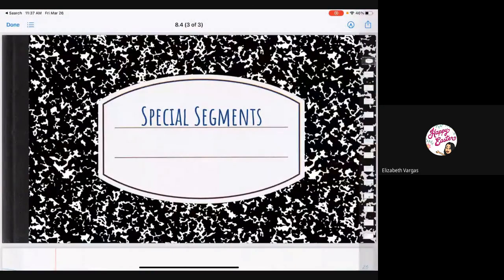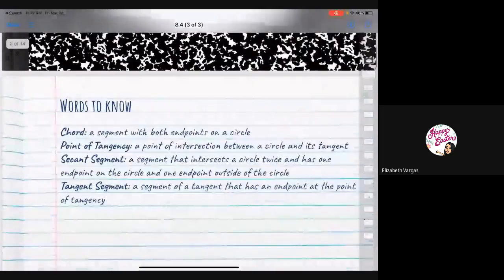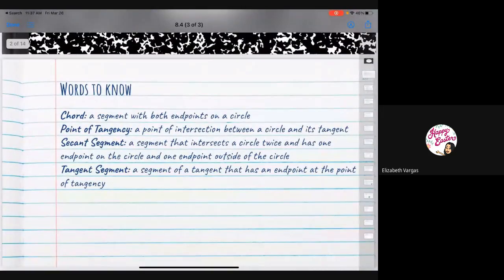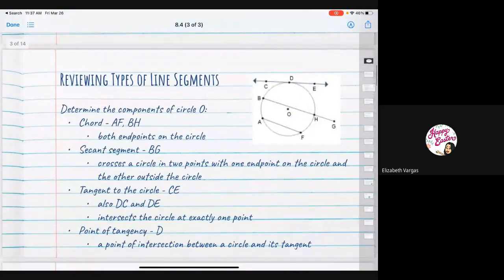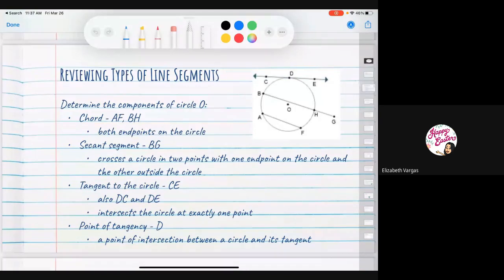So today we're going to get into special segments. Again, we're working with circles and we're going to learn about different relationships that have to do with different segments in circles. We'll see a lot of terms that we've seen before, but basically just a quick review of the different types of line segments that we can see when it comes to circles. Basically, we can see a chord.